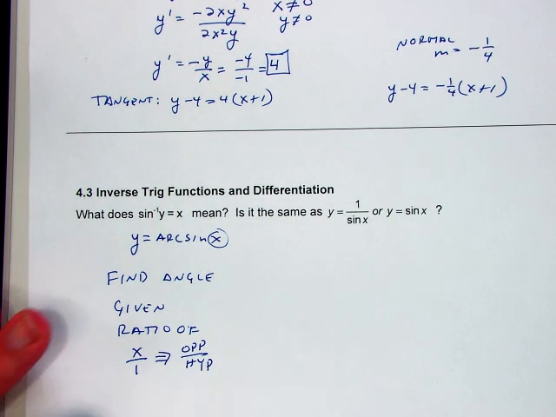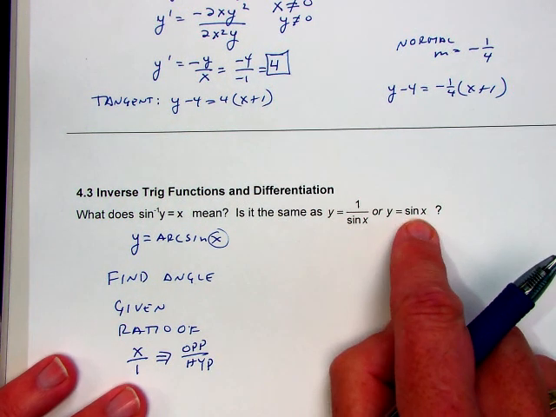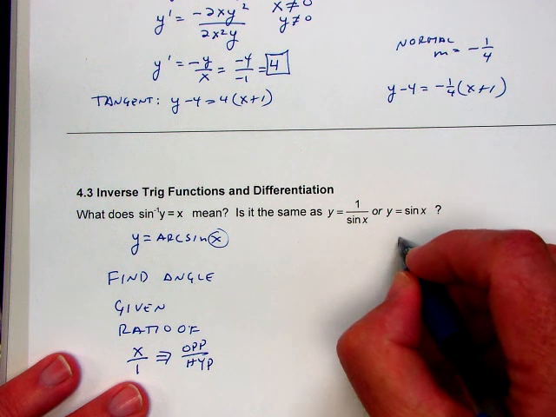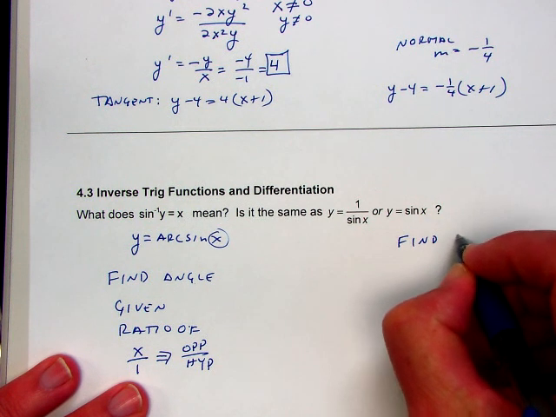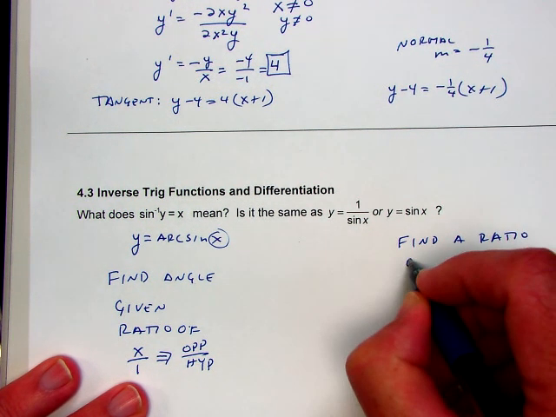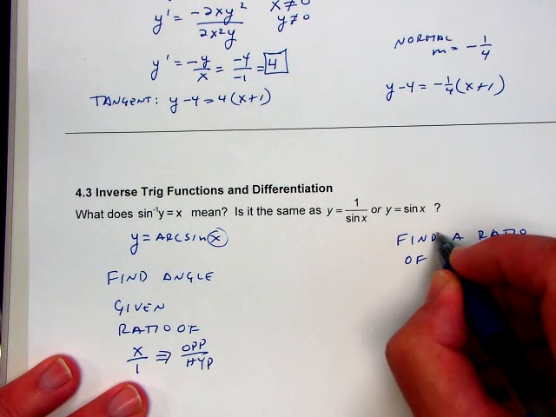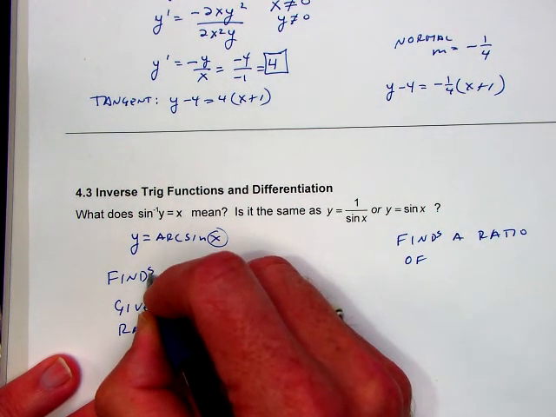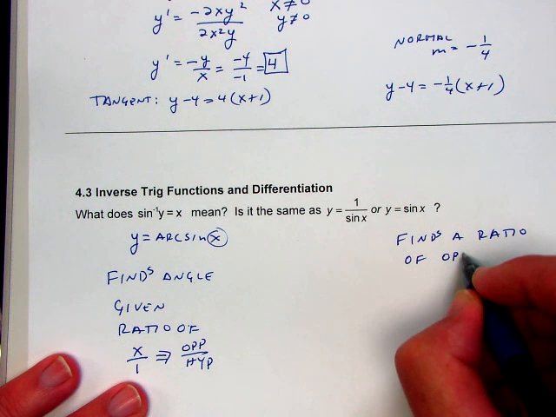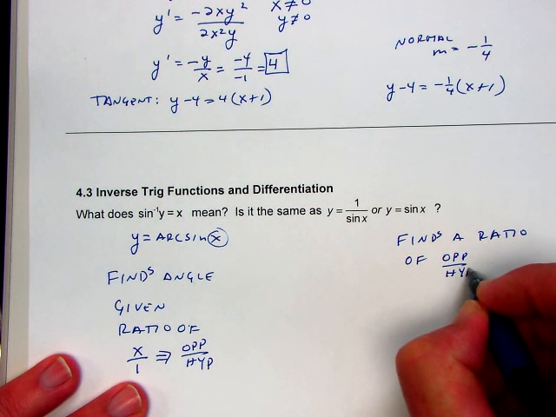What does this mean? Well, first of all, what does the sine mean? The sine means find a ratio. This finds the angle; sine finds a ratio of the opposite over the hypotenuse for an angle x.